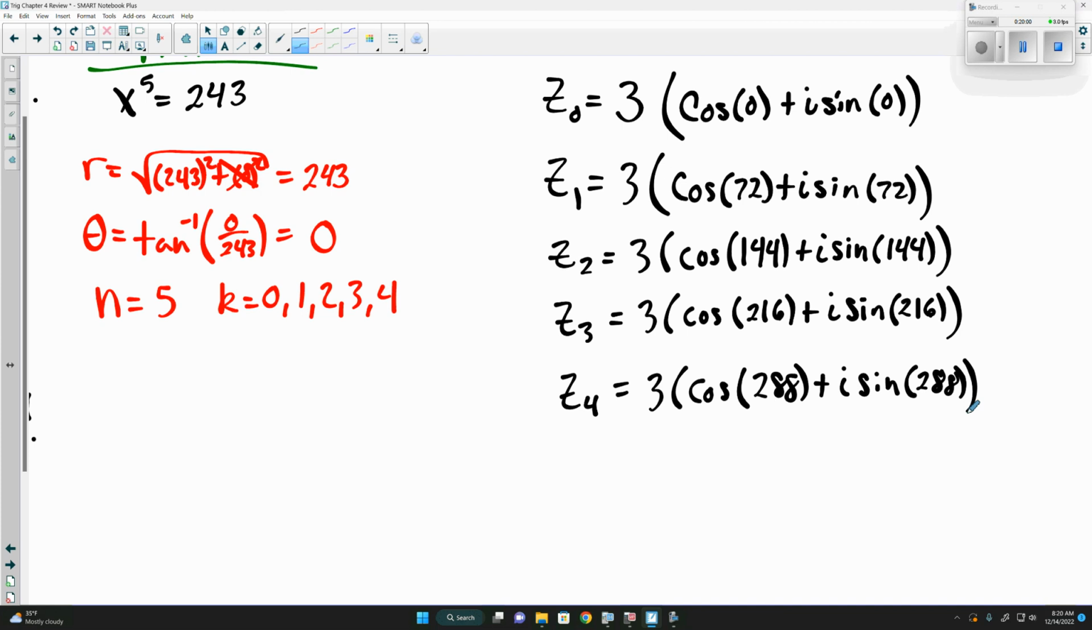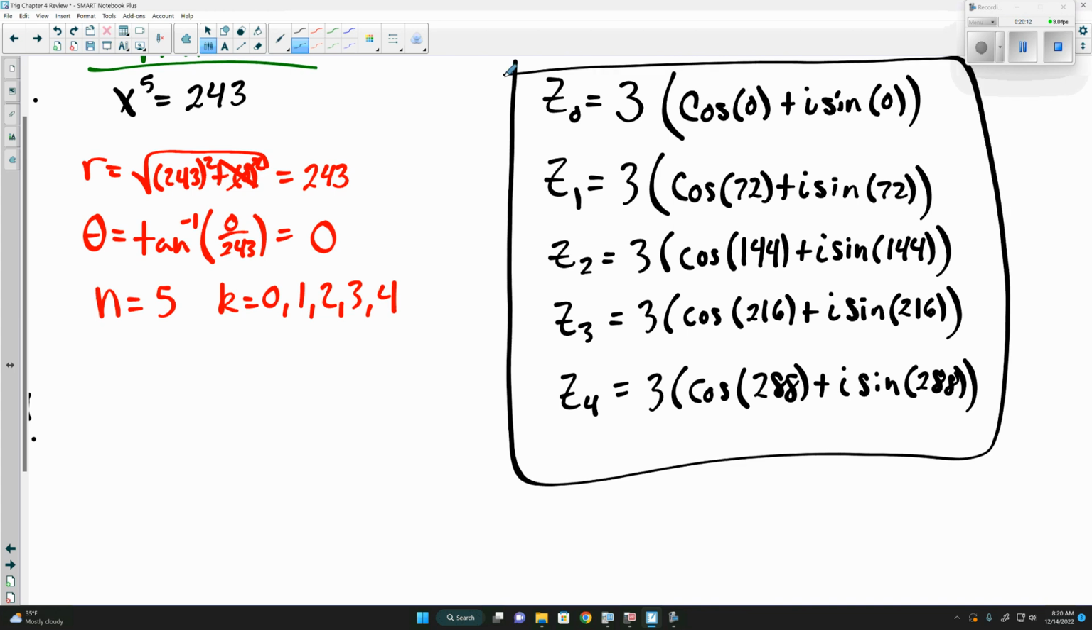And that there is our final answer. Because if we did it again, Z5 is just going to give us an angle of 360, which is going to give us the same as 0. So we have our 5 answers.